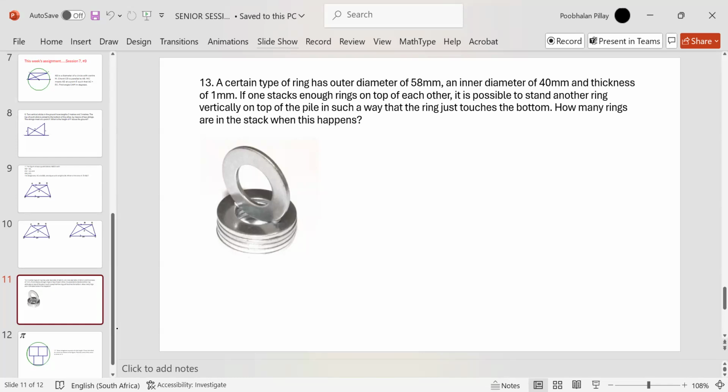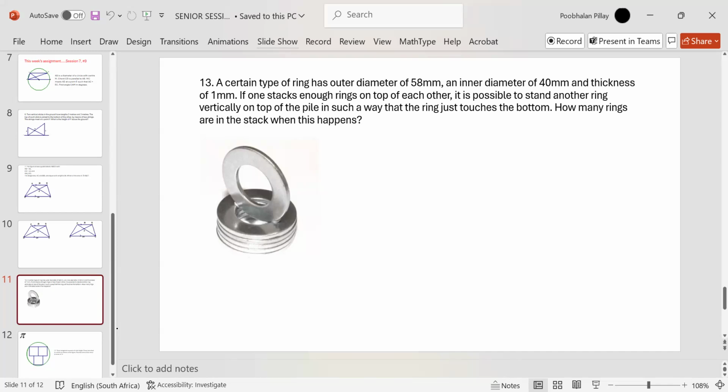A certain type of ring has outer diameter 58 millimeters. So there's your ring here. You can see this ring, and there are two circles in this ring. You've got an outer diameter and an inner diameter. These two circles are concentric circles. They've got a small diameter and a big one.